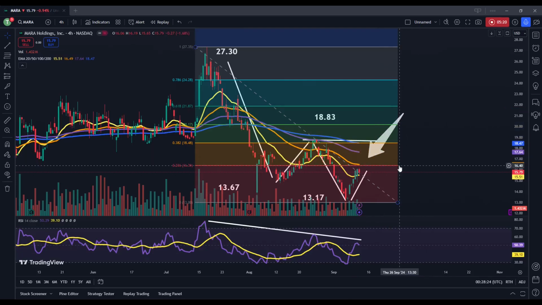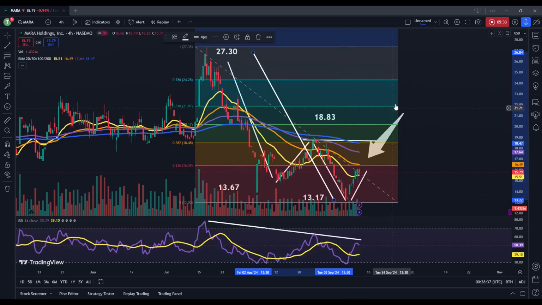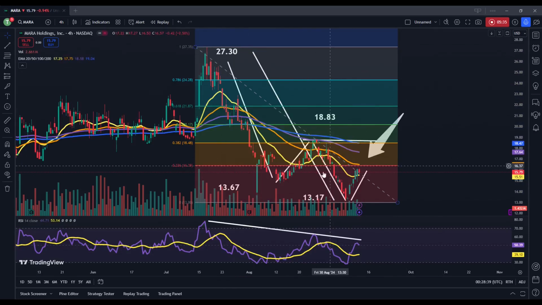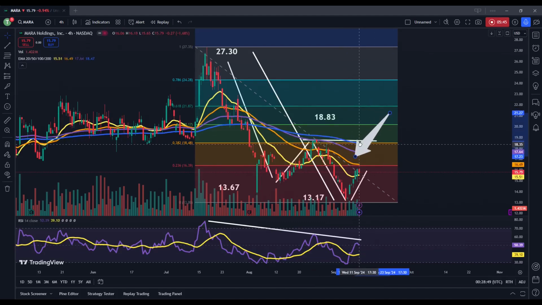So really the first area to watch here would come in right around 1640, because this does mark the 23.6% Fibonacci retracement of that aforementioned price trend move. So that would be this entire move here. So roughly from 2730 to 1317, if you retrace 23.6% of that area, you come up with roughly 1640. And then this is also where the 50 period exponential moving average is resting. That would be this orange line here.